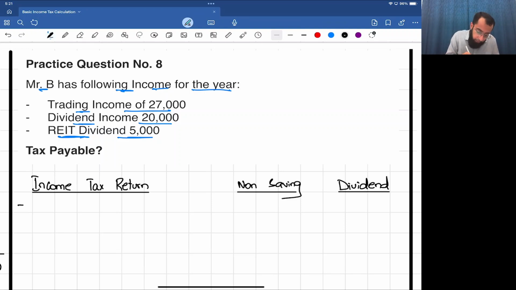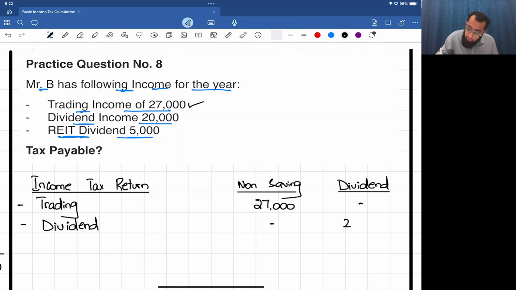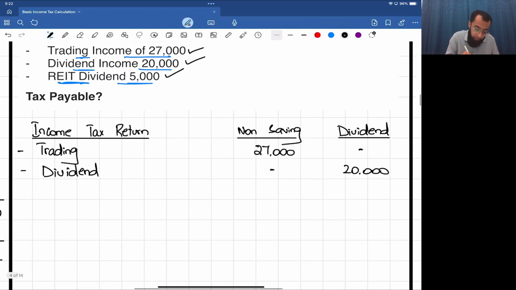Okay. Trading income. How much is the trading income? Trading income goes under the head of non-saving, 27,000. Okay. Then the normal dividend income, on which there is no withholding. Normal dividend income goes under the head of dividend income, and then comes the real estate investment trust dividend. It goes in non-saving income.